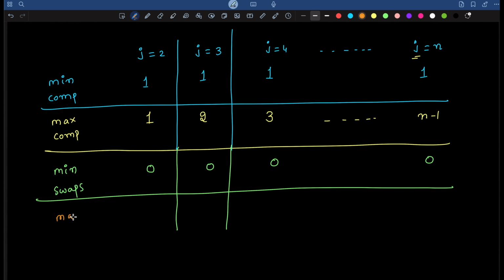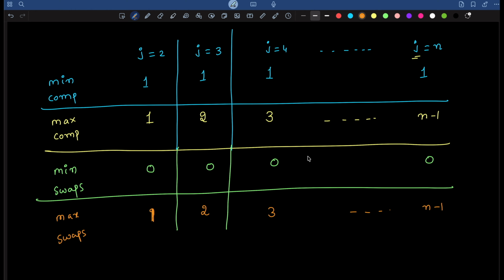Now, what about the maximum number of swaps? For each of these cases, when the value of j is equal to 2, we may need 1 swap. For j equal to 3, which is j minus 1, right? So 2 swaps, 3 swaps, and so on, up to n minus 1, right?